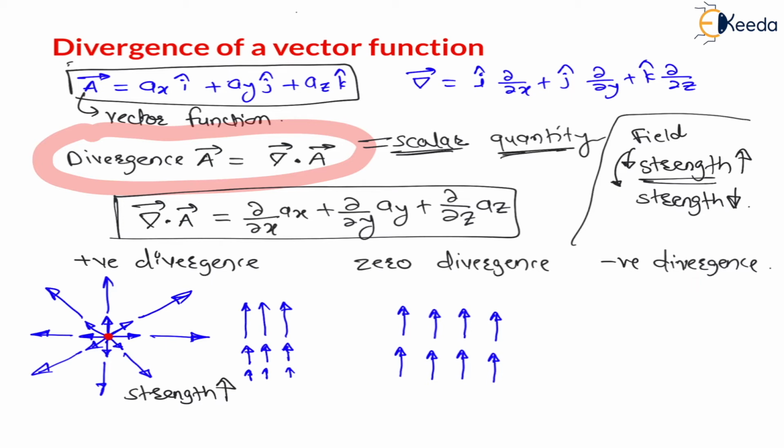And for negative divergence, the length will decrease. Similarly, you can understand, initially the strength is more. For any field, the strength is more at first, then the strength goes on decreasing. As I go on, the field strength goes on decreasing. This is called negative divergence.